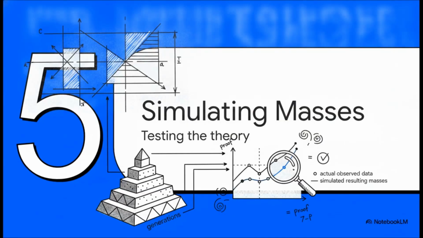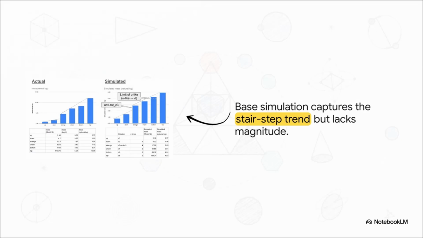Which brings us to our final stop, Section 5, Simulating Quark Masses. Let's put this geometric model to the test. Here is our initial R-space simulation. Just by doubling the required energy for each rotational state change, the simulation successfully captures that general upward stair-step trend. You can clearly see how adding the anti-rotation for the strange quark and hitting those U-like limits for the heavier quarks creates these specific steps.